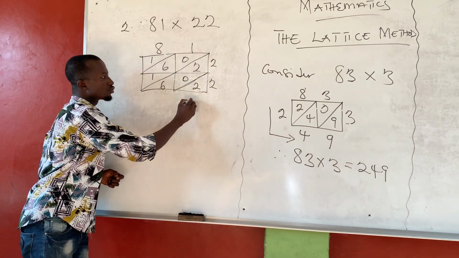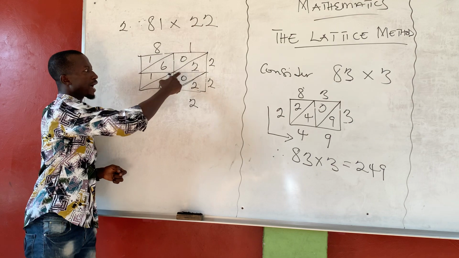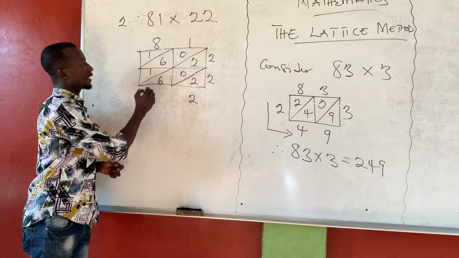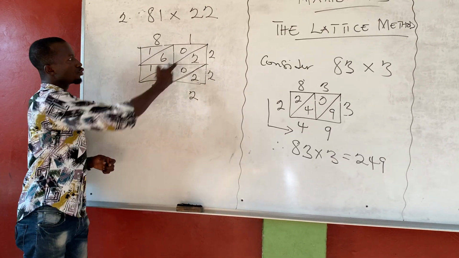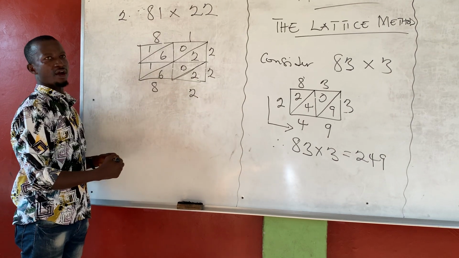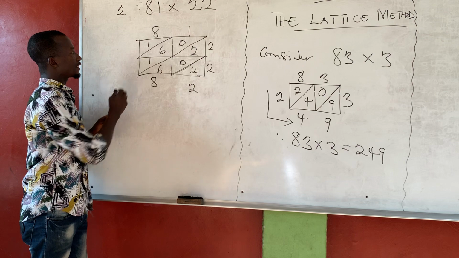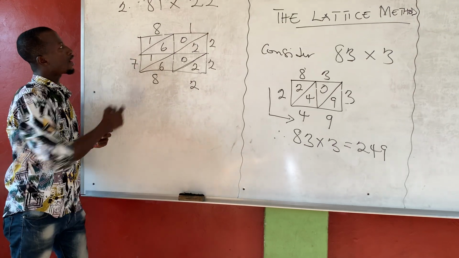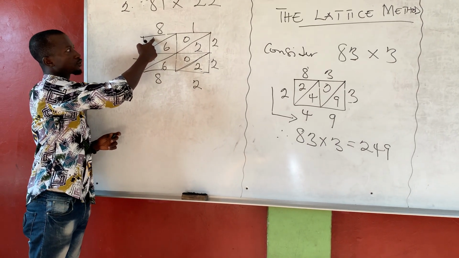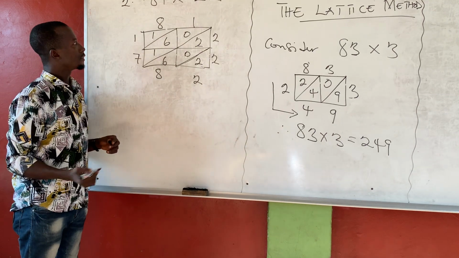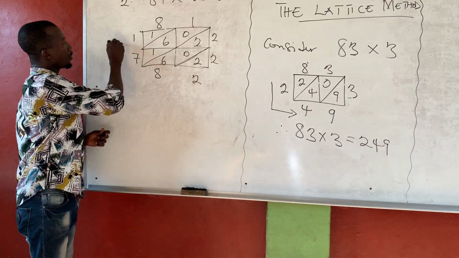Down here, we have only 2, so we write the 2. 2 plus 0 plus 6. That is giving us 8. You write it beneath where you have added them. Now we have 0 plus 6 plus 1. That is giving us 7. Now we have the last one at the top here. That is 1. 1 plus 0 is 1. So now we are done.